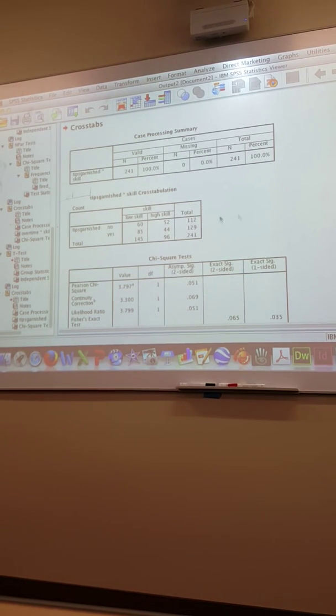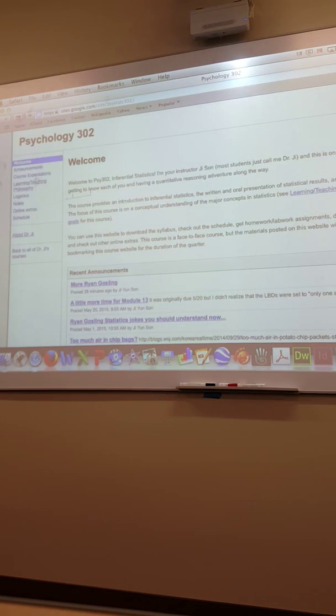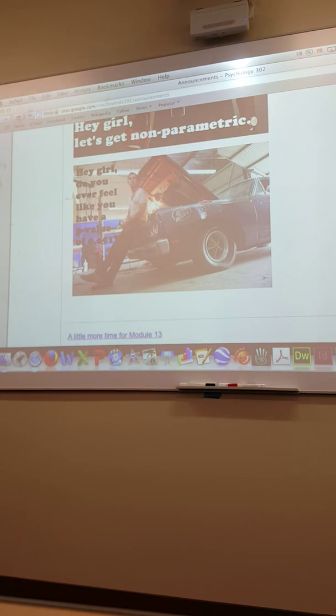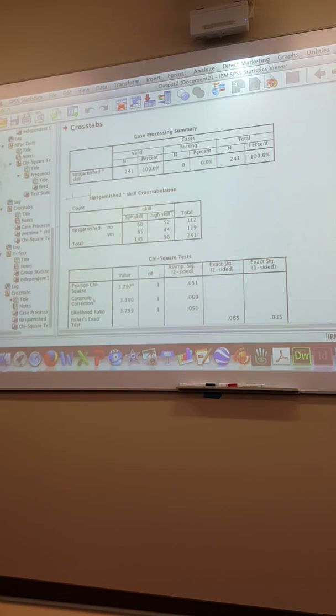But there is a relevant Ryan Gosling joke that you could insert here. It is on our announcements page. Hey girl, don't you ever feel like you have a p-value of 0.051? There's also this one where it's like, let's get non-parametric. Remember, chi-squares are non-parametric tests because they're not trying to estimate a population parameter. No likes on Facebook. If you have to explain what non-parametric is, it's not a great joke.